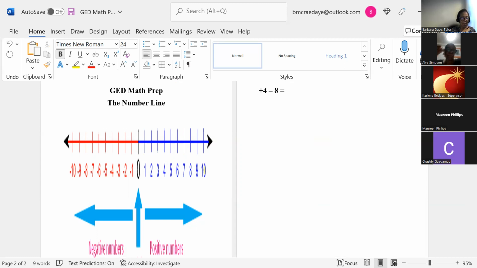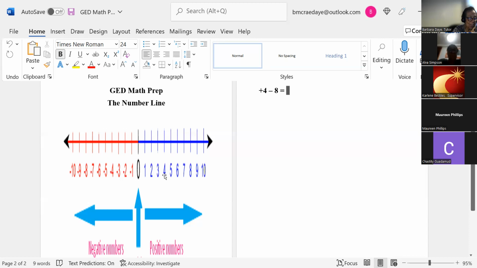+4 and a -8. Now, where's the +4? The plus is on the two sides. Okay, so take your 4 and count down. Okay, you have a +4 and a -8. Take your 4 and go 8 places to the left.